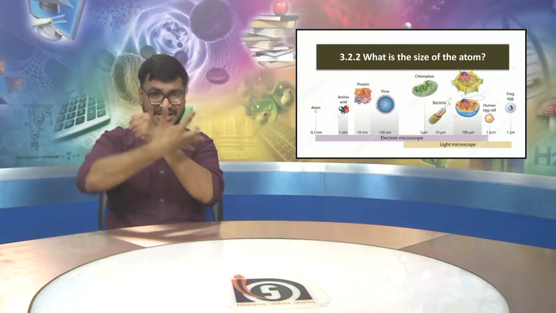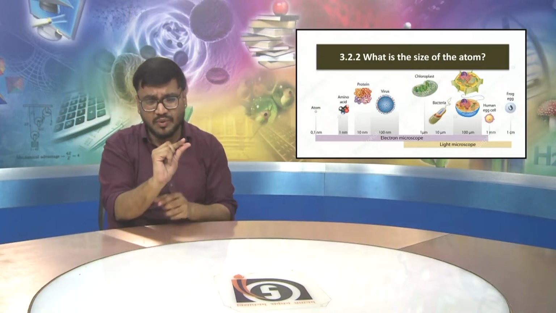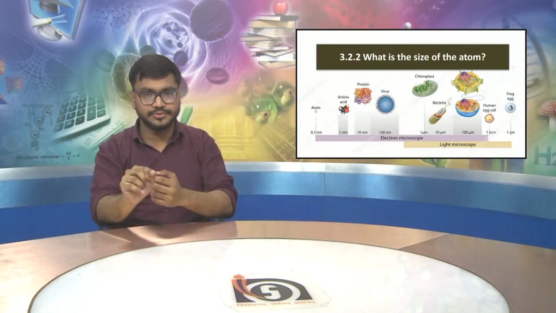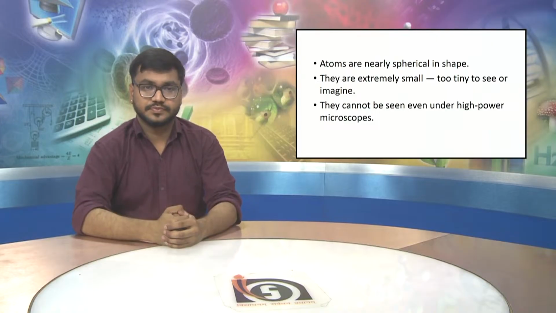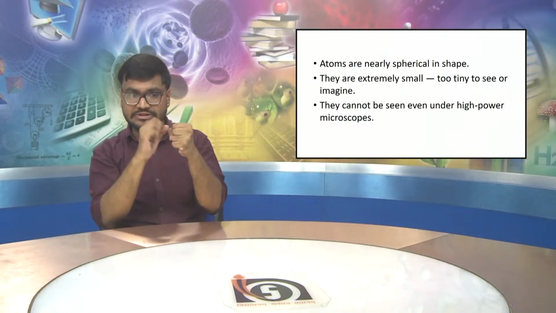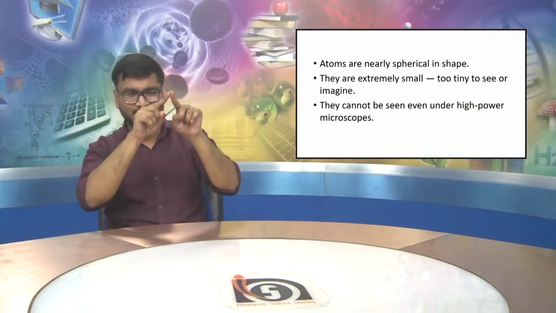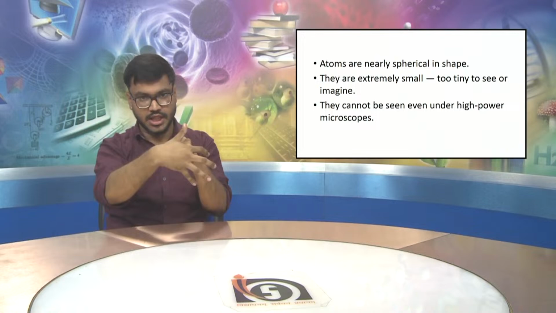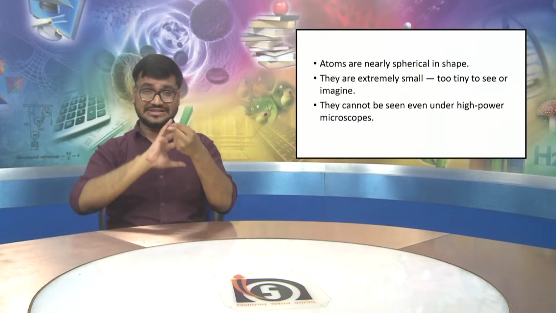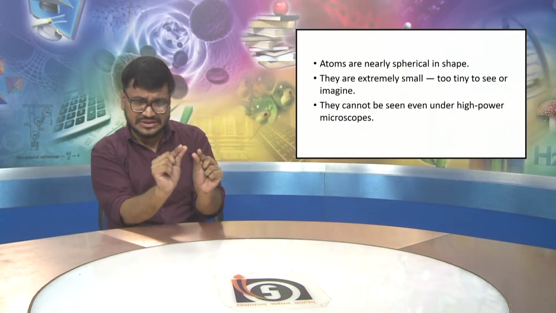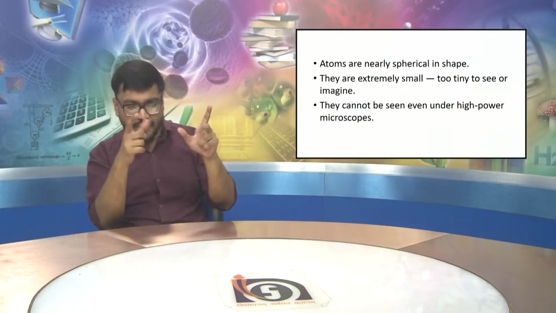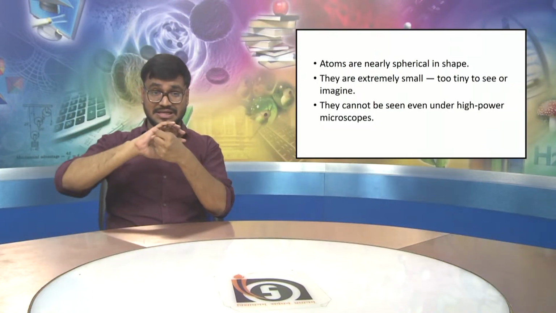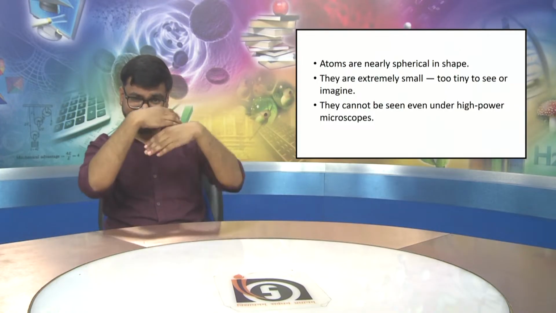Now we will look at what is the size of an atom. Atoms are nearly spherical in shape. They are extremely small, too tiny to see or imagine. They cannot be seen even under a high-power microscope.